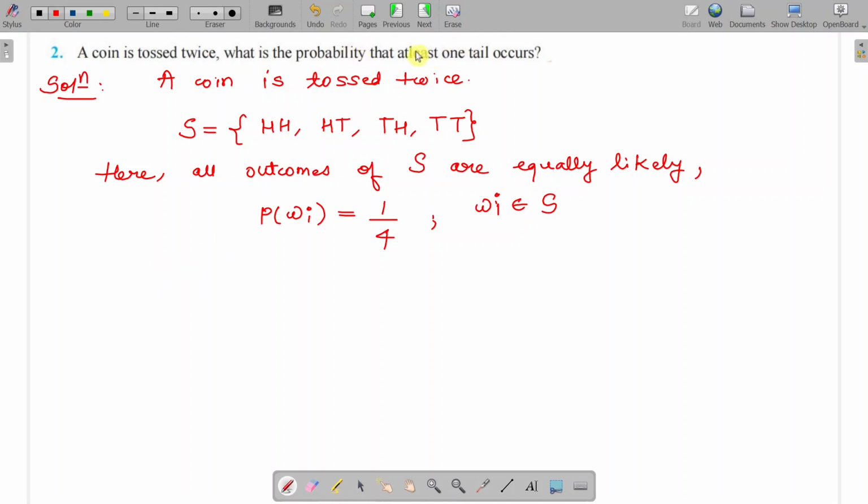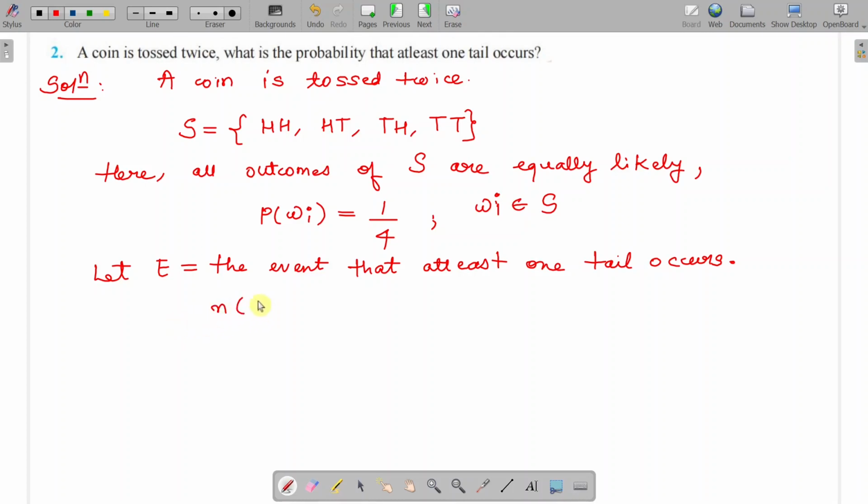Now the event we have to take is this, right? At least one tail occurs. So that we will call some event. Let E be equal to the event that at least one tail occurs. Okay, at least one tail occurs. So for that we have to write the event E in set builder or roster form. So E is equal to what? At least one tail should occur, so it will contain HT because one tail occurs here, then TH, again one tail occurs, and TT, where two tails occur. Okay, so this will be the event E, right?